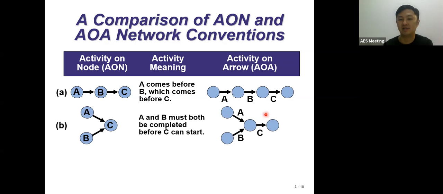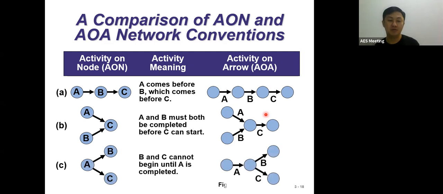So you can see this happens accordingly. How does this happen here? B and C cannot begin until A is completed. In other words, A starts first, B and C start second. So this is about the sequence of which activity comes first and which comes second, giving you a quite clear understanding of how we make the comparison from one to another.